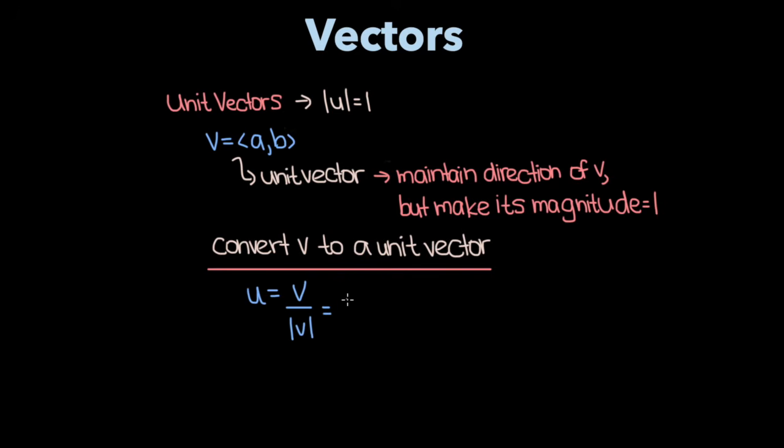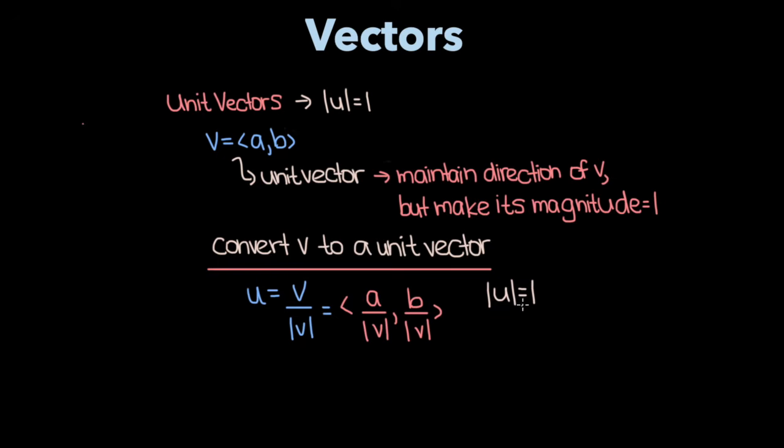If we do this, we're going to get the horizontal component of v, which is a, over the magnitude of v, comma, the vertical component of v, which is b, over the magnitude of v as well. Since the magnitude of v is going to be a positive quantity, since length is always positive, we're not going to be altering the direction of v. And so now we just need to verify that by doing this calculation, we're going to get a vector of length 1. That is, we need to verify that the magnitude of u is 1.